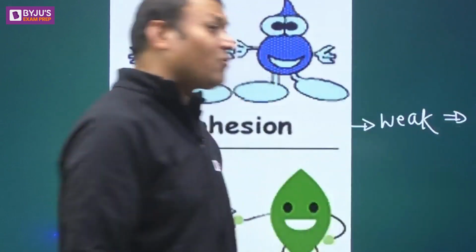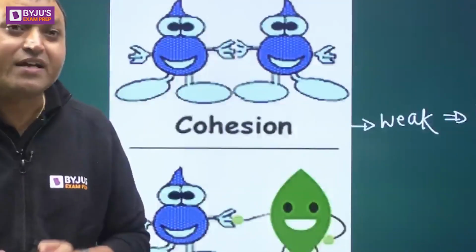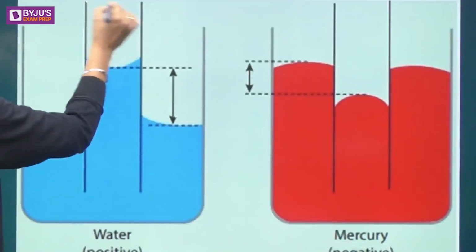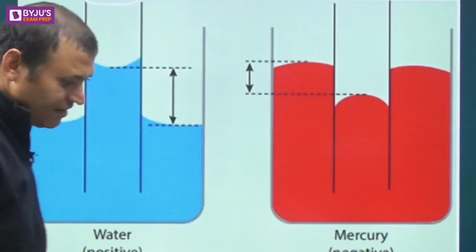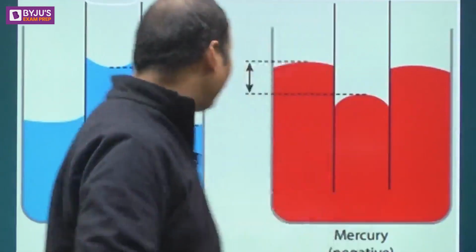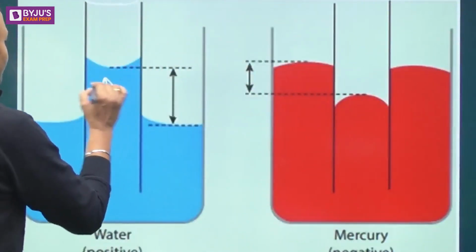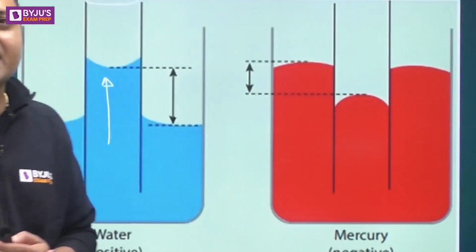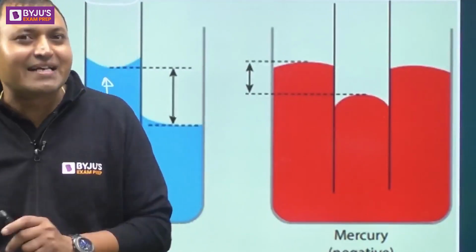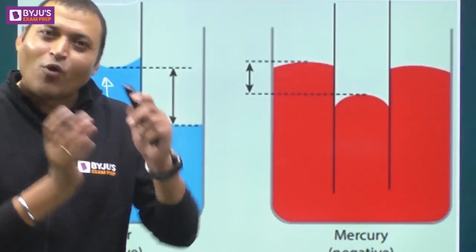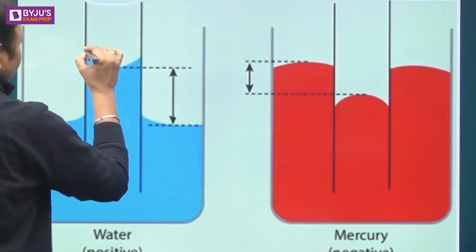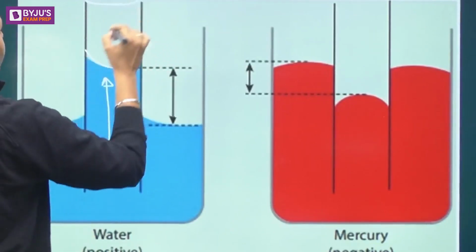So by using this concept, whether cohesion is weak or adhesion is weak, if we put a glass tube in a container of water, then what will happen? Water will rise in the glass tube. Why will water rise in the glass tube? Because the cohesion between water and water is less compared to the adhesion between water and glass. That is why the water will wet the glass surface and rise, and the meniscus will be concave. It is a concave meniscus.